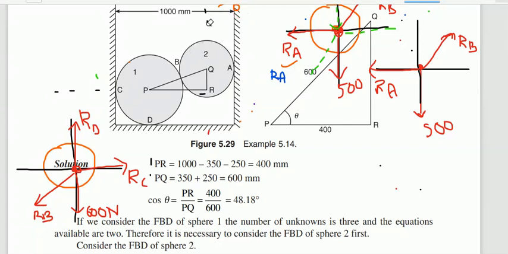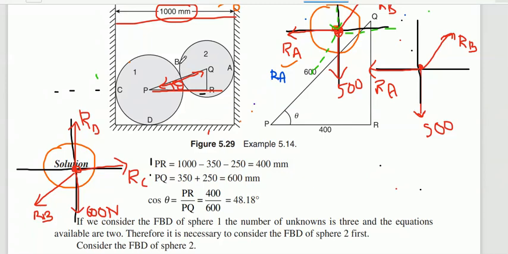Just observe the figure. This is totally a distance of 1000 from here to here. So RB is acting in this direction. This is our RB, and this is the x-axis, the natural x-axis. If we consider this as theta, is it clear? If you get the value of theta, that is the inclination of RB with respect to the x-axis.